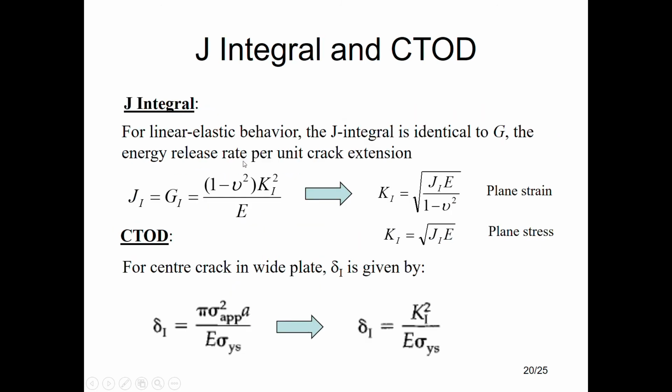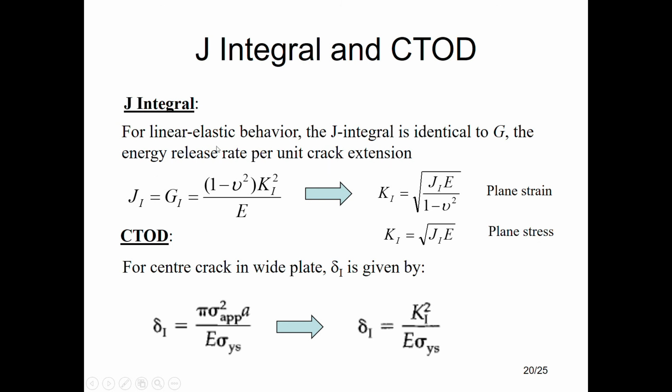So this is the formula for the J integral. For linear elastic behavior, the J integral is identical to G. G is the energy release rate that we covered last time. They also mention here the energy release rate per unit crack extension.